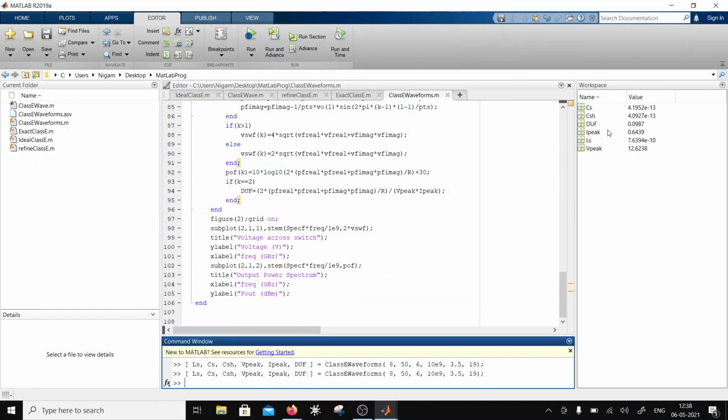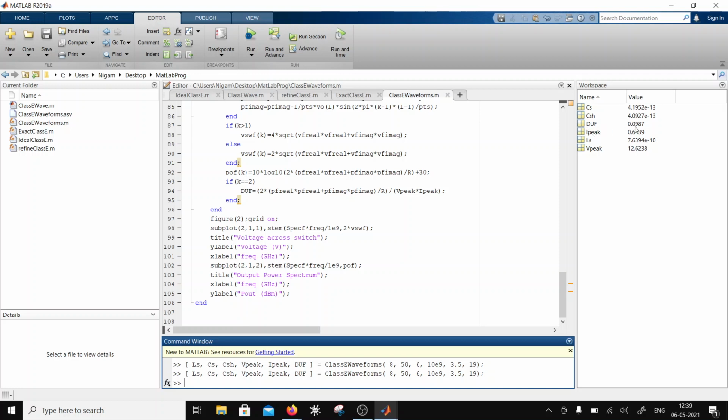So looking at the results here, the shunt capacitor is 0.409 picofarad. The series capacitor is 0.419, and the series inductor is 7.6 nanohenry. Now this is difficult to implement on chip, so I'll play with this to get this number lower than, let's say, 5 nanohenry, so that I can implement it on chip.